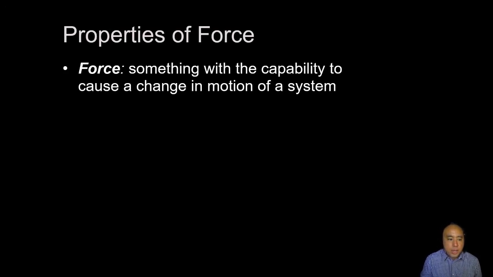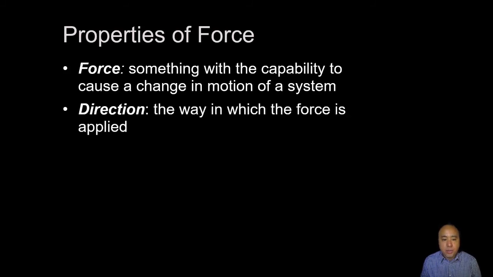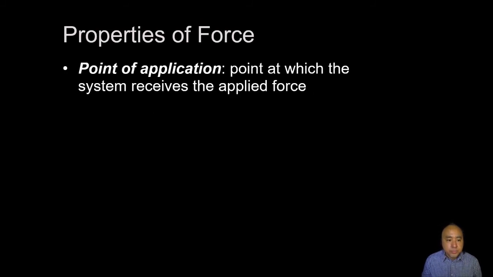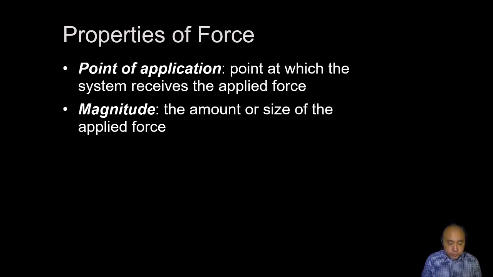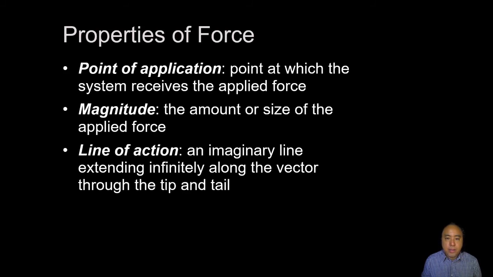By definition, a force is something that a system has, something with the capability or capacity to cause a change in motion of a system. It has direction, it has orientation, it has a point of application, and it has a magnitude. Remember, it's a vector quantity. There is a line of action, which is simply an imaginary line that extends infinitely along the vector through the tip and tail. So it gives you an idea of the direction to which the force vector is pointing.